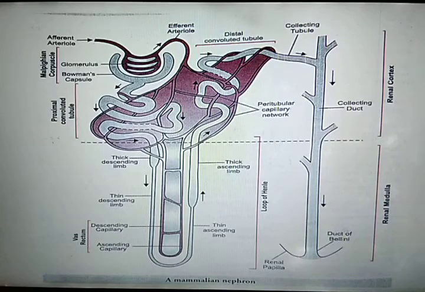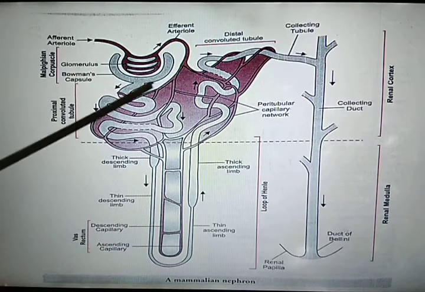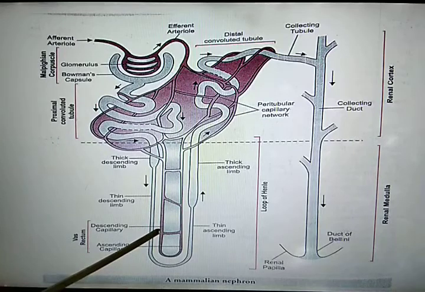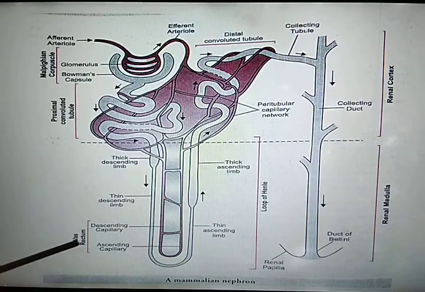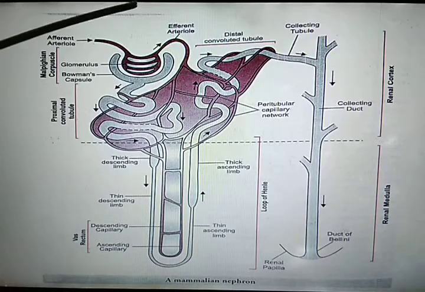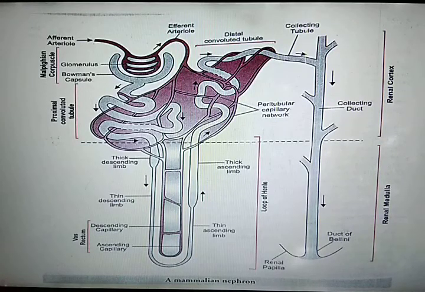I hope it is clear to everyone about peritubular capillaries and vasa recta. Vasa recta we will study in detail in the countercurrent mechanism. It has a very important role. So I hope the structure of nephron is clear to everyone.